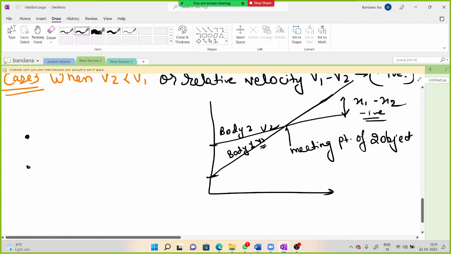Is this a VT graph or DT graph? This is your x1, x2. What kind of graph is this? Is this a DT graph or a VT graph? This is your velocity-time graph, no? Okay. Fine. Now any doubt? No problem. Fine.